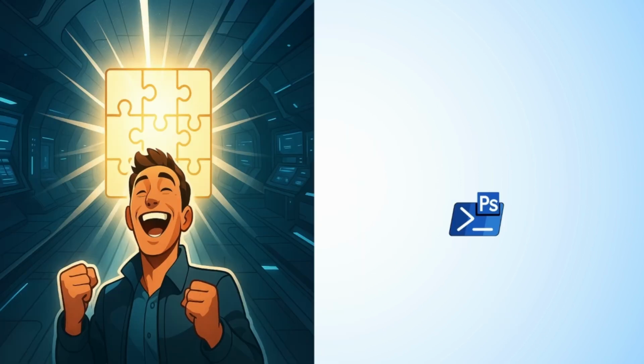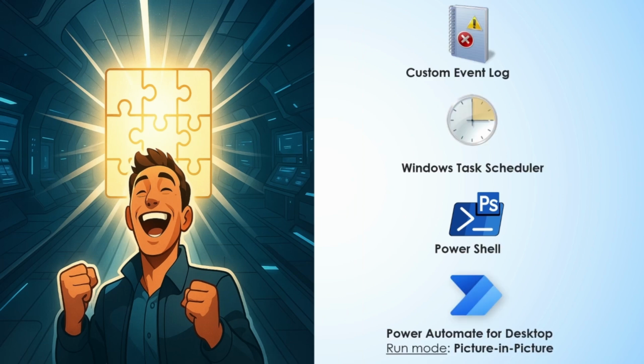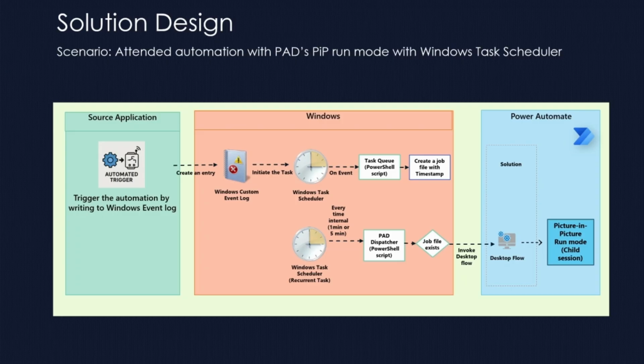This interesting scenario, you can achieve it through a combination of the Windows tools. You'll start off with creating a custom event log and associate a Windows task associated to that custom event log, and then a couple of PowerShell scripts that will monitor the jobs that are created. And one of the PowerShell scripts will invoke the Power Automate for Desktop in the similar run mode of PIP. All right, let's see how this one ends up.